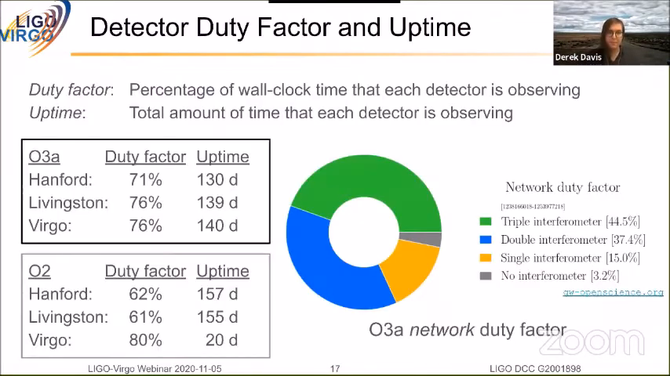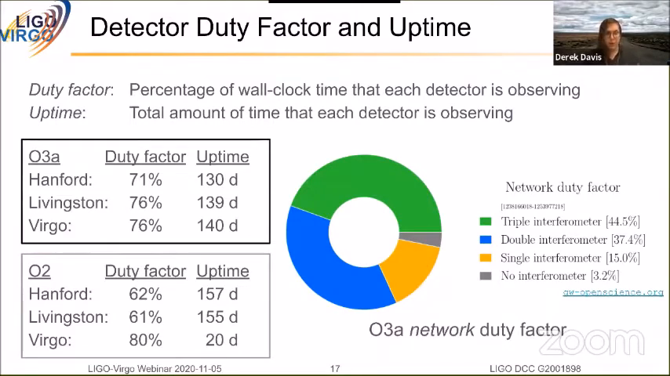Next slide, please. In addition to having an extremely sensitive detector, we also want to be operating each of our detectors as much as possible to be sensitive to as many gravitational waves as we can. The two numbers we use to quantify this are the duty factor and uptime, where the duty factor is the percentage of time that each detector is observing, and the uptime is the total amount of time. If we compare the values shown here for O3A and O2, we can see significant increases in the duty factor at each site in O3A, which again is mostly due to the detector improvements that Ilaria was describing that have increased the stability of our detectors. We can now ride out and continue operating through even more severe environmental conditions than in previous observing runs.